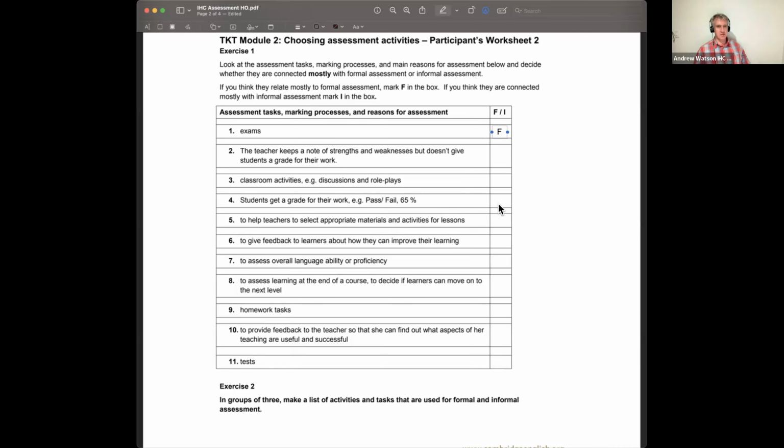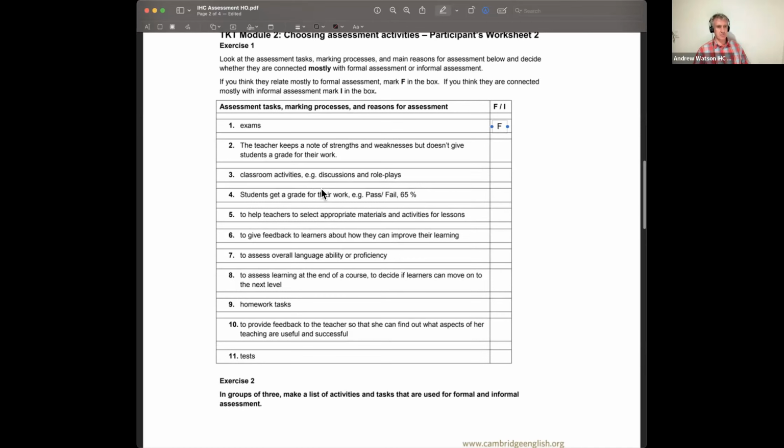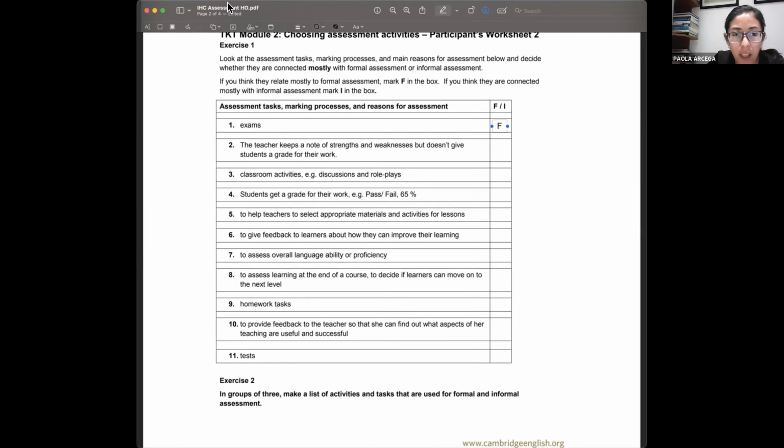Teacher keeps a note of strengths and weaknesses, but doesn't give students a grade for their work. A bit like what we saw earlier. Formal or informal? Informal. Sounds informal, doesn't it? Yeah.